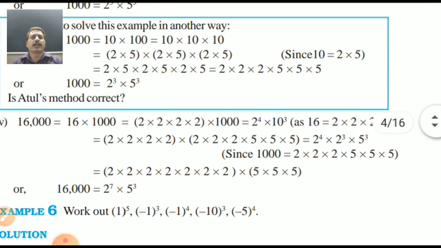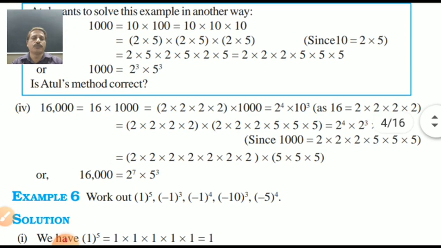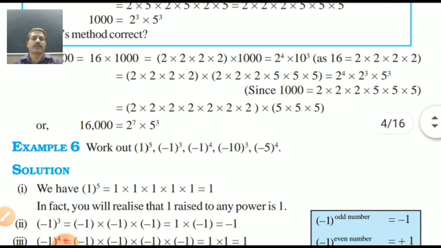Both methods are given here, 16,000. Oh, very big answer. But you just try it for understanding. 7 times 2 and repeated multiplications. Same numbers, base is common. Yes. Example number 6. Work out. 1 raised to 5. 1 into 1 into 1 into 1 into 1, 5 times. Answer is 1 only.